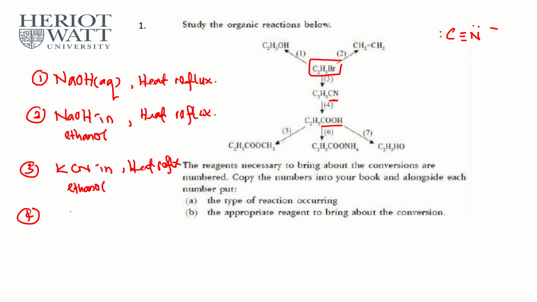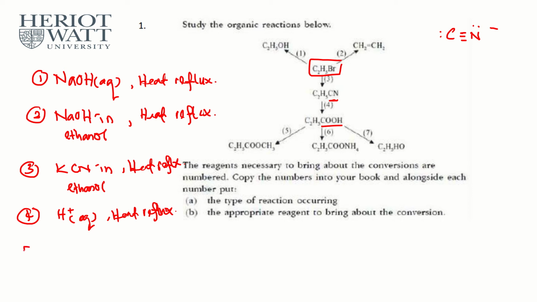So the reagent is just simple. You just need to add any acid like HCl, HNO3, or H2SO4, but make sure it is in diluted form, aqueous. When you put aqueous here, it basically means dilute. Otherwise, you have to put concentrated. So you just need to heat under reflux with any strong acid, then you can turn the CN into COOH, and you get a carboxylic acid.